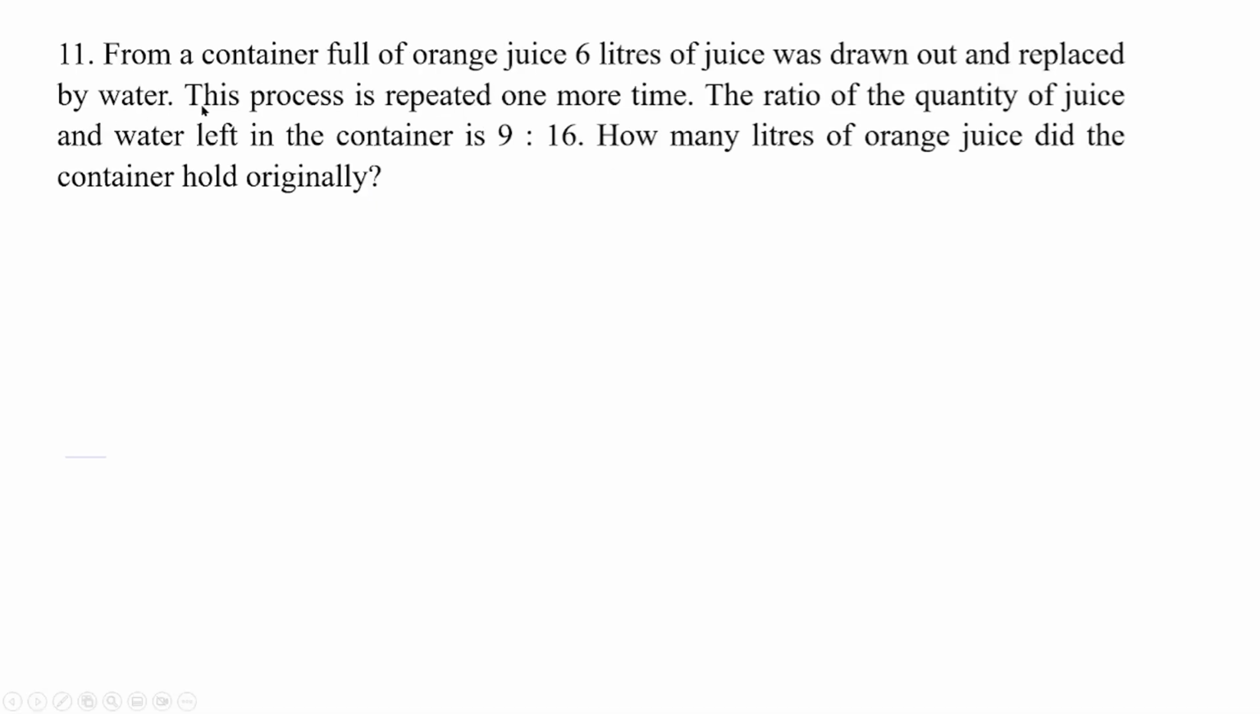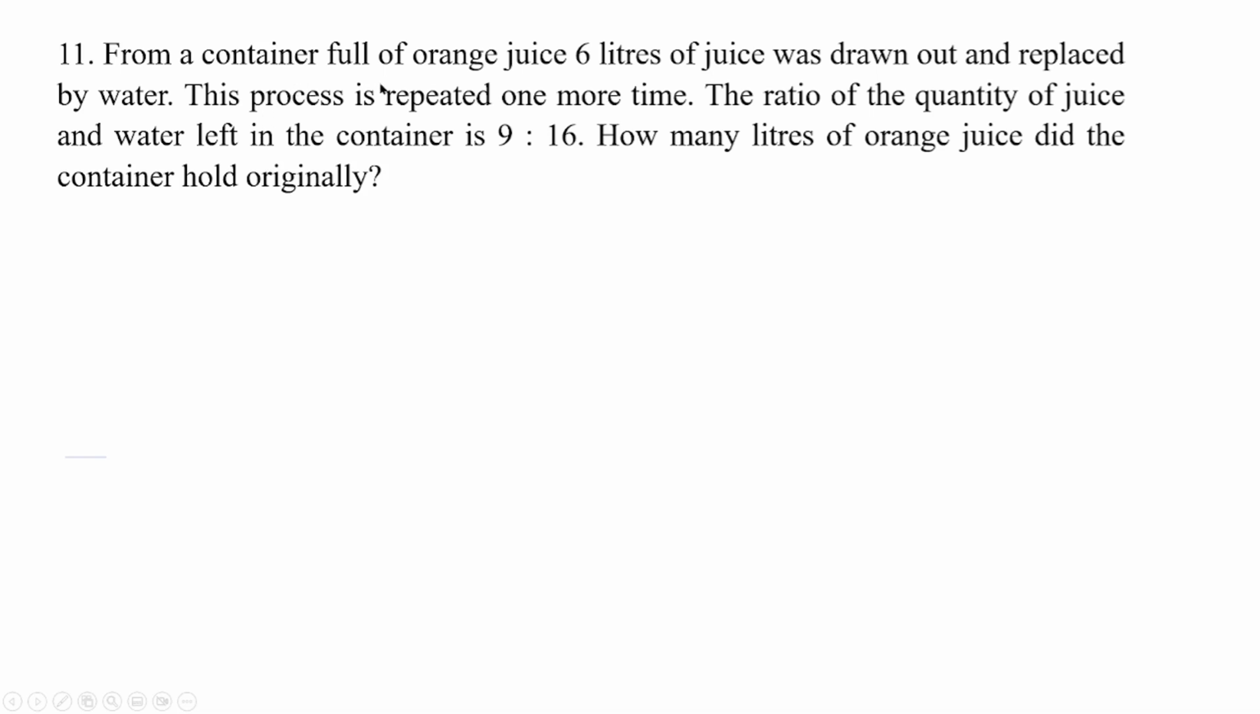Moving on, from a container full of orange juice, 6 liters of juice was drawn out and replaced by water. This process is repeated 1 more time. The ratio of the quantity of juice and water left in the container is 9:16. How many liters of orange juice did the container hold originally?